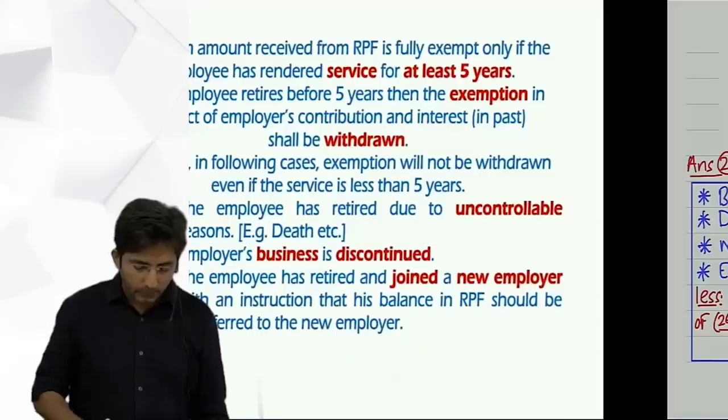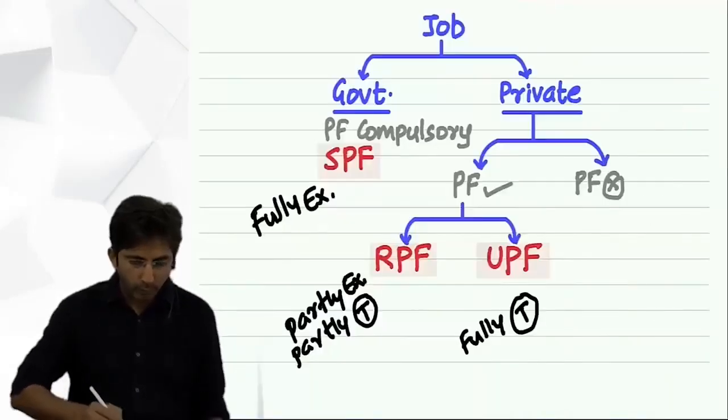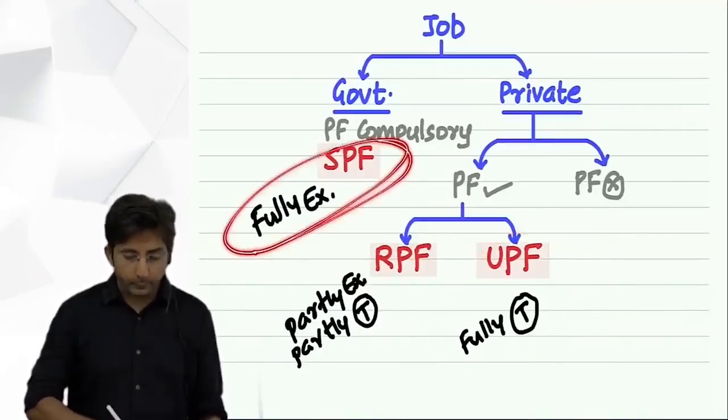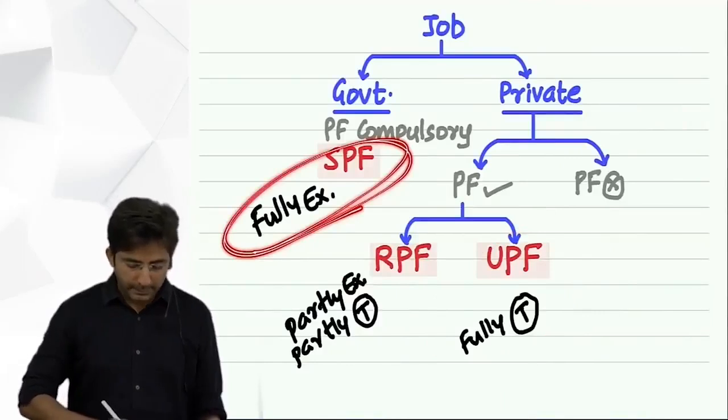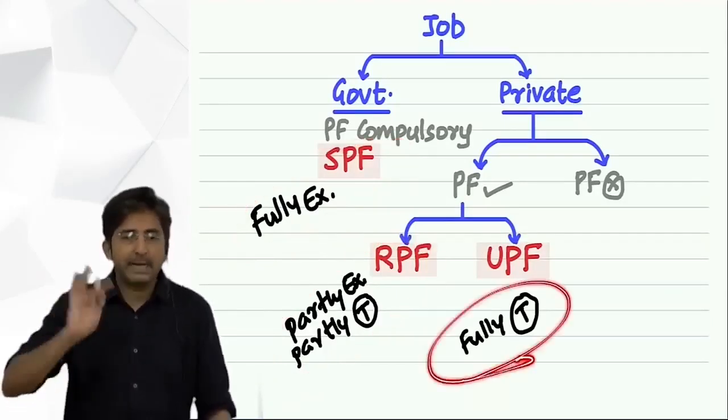Out of the 3 types of provident fund, look, the next one is what? Look, unrecognized provident fund. See, statutory provident fund was fully exempt. Recognized provident fund, partly. Unrecognized provident fund is fully taxable.